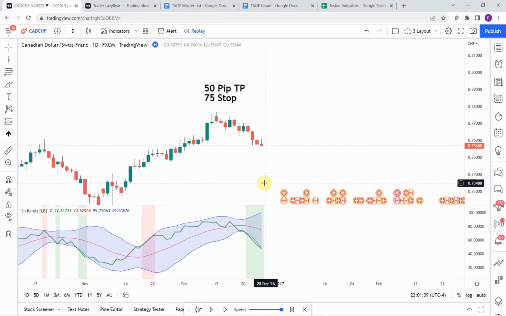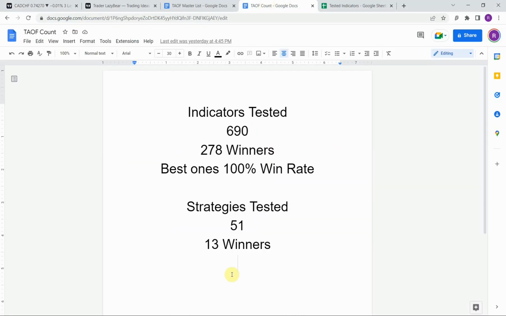Alright, as I said, today we will be testing the SI plus bands. Before we do though, I wanted to put the testing scoreboard up for everyone to see. So to date, we have tested a total of 51 different strategies, with 13 of them being profitable. We've also tested a total of 690 indicators, with 278 of them being winners. The best ones so far were able to achieve a 100% win rate.